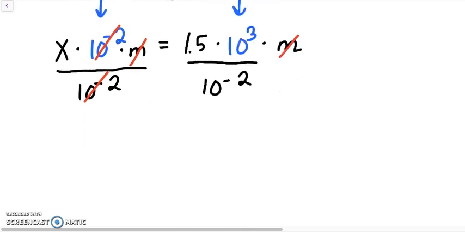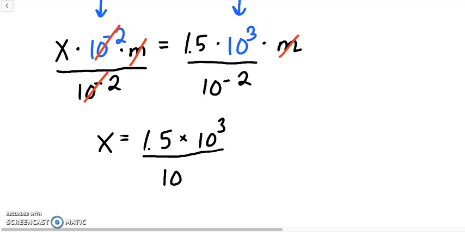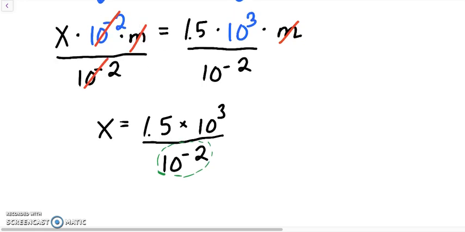Now let me rewrite the right side of my equation: 1.5 times 10 to the third over 10 to the negative 2. I want to bring this up to the numerator so I can combine these. And how do you do that? You just switch the sign of the exponent. So what I'm left with is 10 to the positive 2.